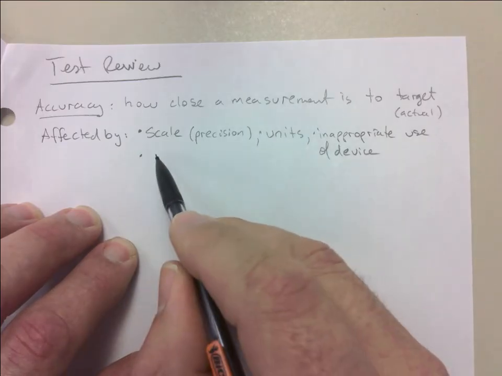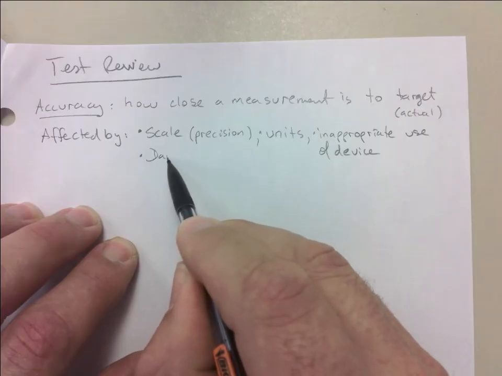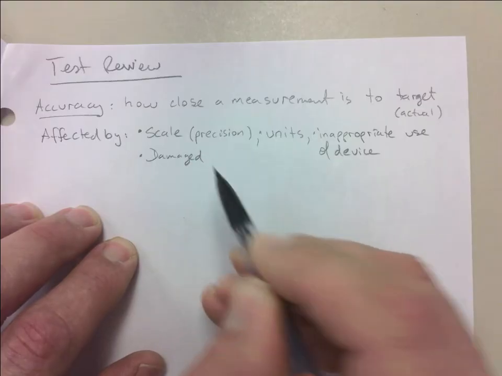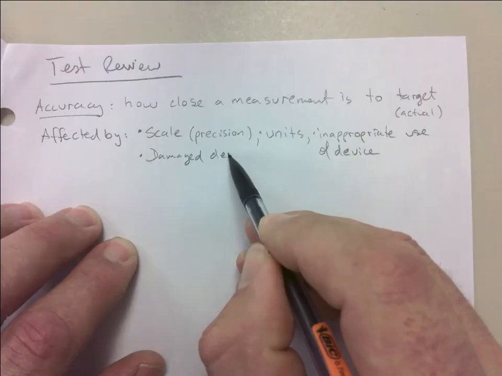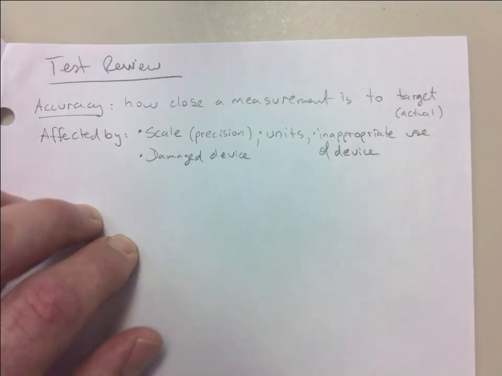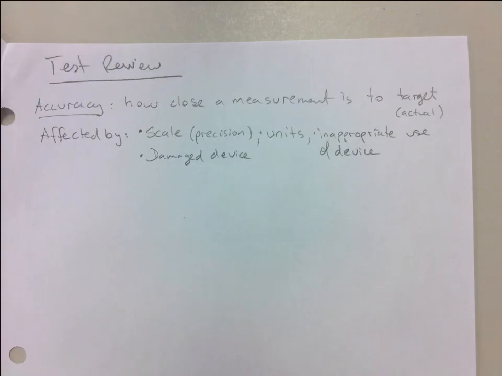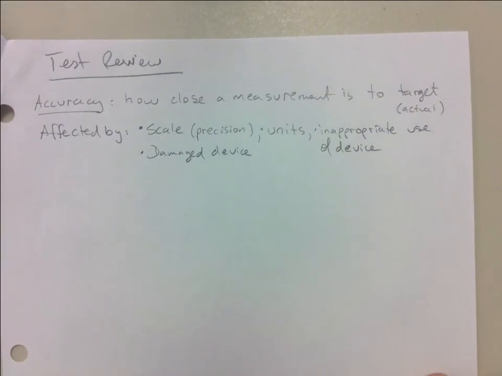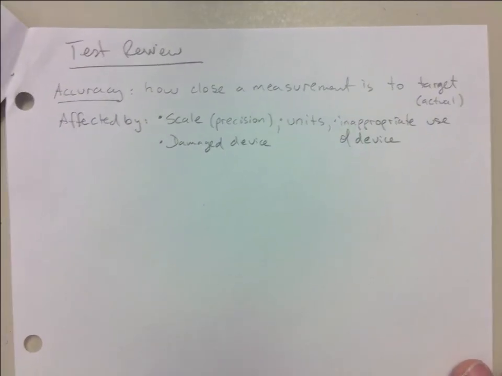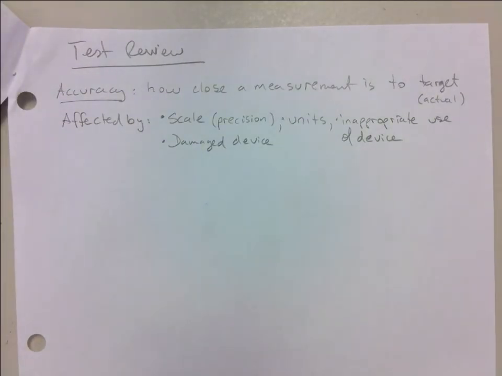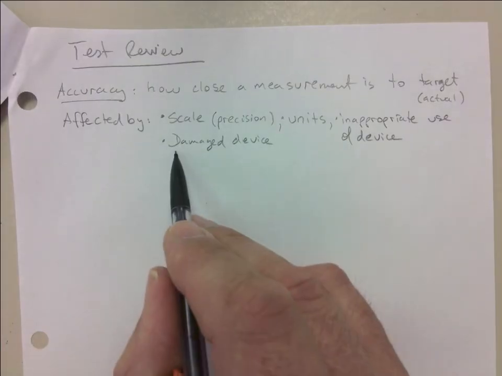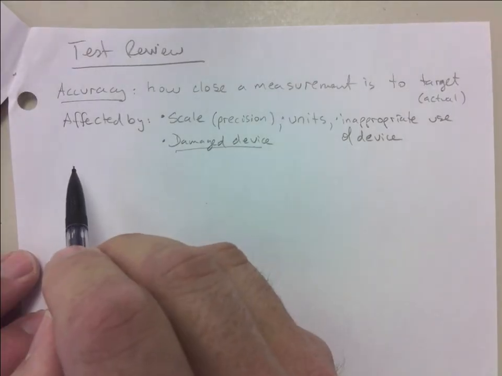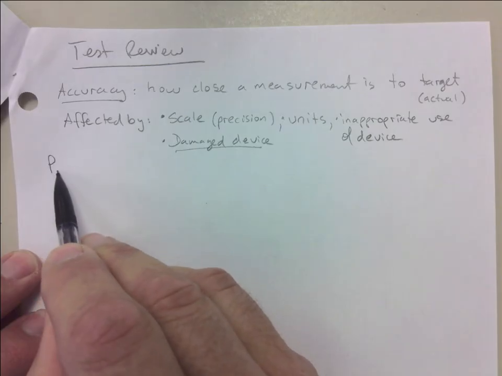And you can also talk about damaged device. But please don't say damaged device if it's a word problem. You have to be specific to that scenario. Like a ruler. A ruler may have been bent or may have been cracked, or maybe you left a cup outside in the sun and it's all warped. Like, be specific. Don't just say damaged device, okay? So that's that. Then we talked about precision.